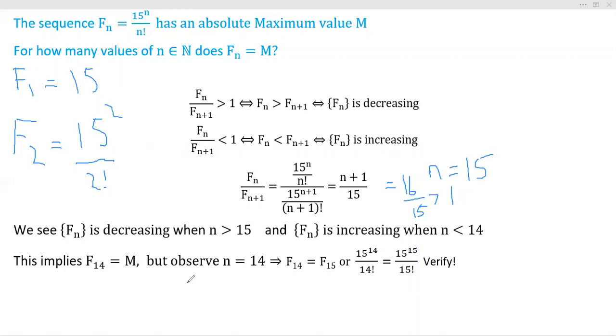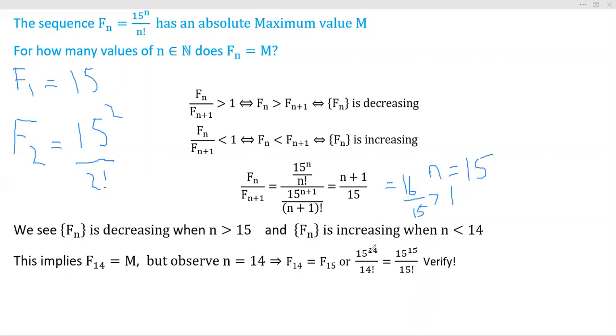But what's a little sneaky about this? Take a look at this piece right here. It turns out these two are equal. And you can tell that that happens when you put a 14 in here. If you put 14 in here, you get 1, right? That means that f at 14 has to equal f at 15. Now, anyway, it's the verification.